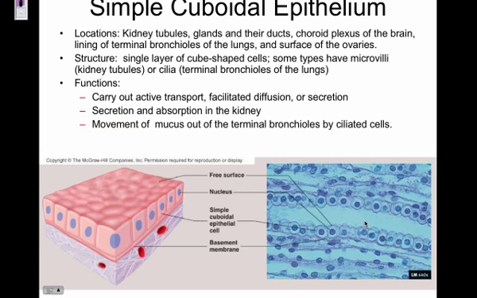Simple cuboidal, you have one layer of a cube-like cell. So this is located in the kidney tubules, some of the glands, the lining of terminal bronchioles in the lungs. And these cells can have cilia associated with them, and the cilia is what moves the mucus up the bronchioles and up your respiratory tract. It can carry out facilitated diffusion, active transport, secretion, absorption in the kidney, and then we talked about the ciliated cells.